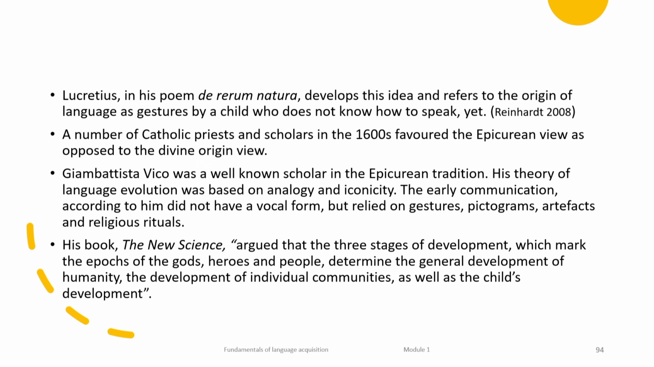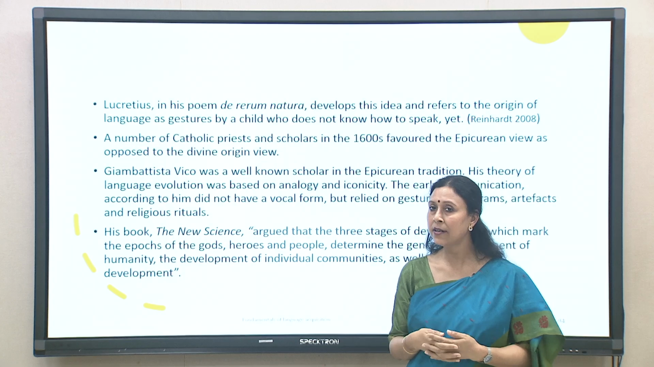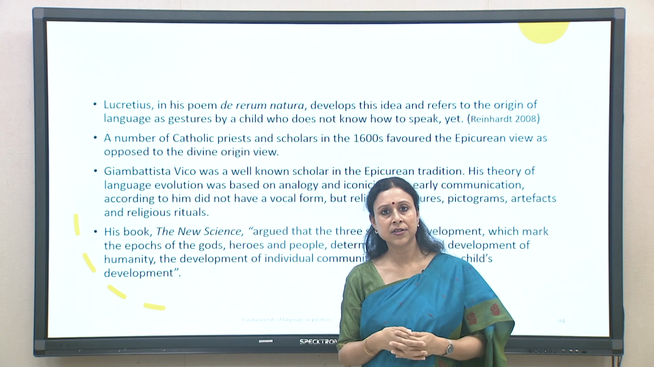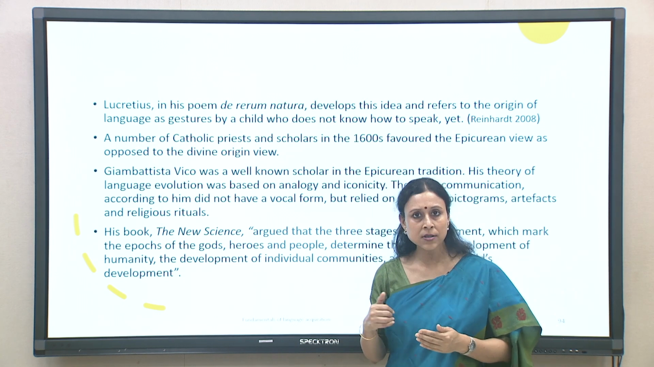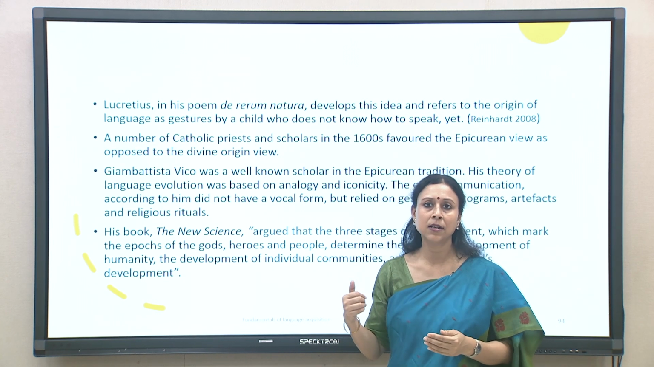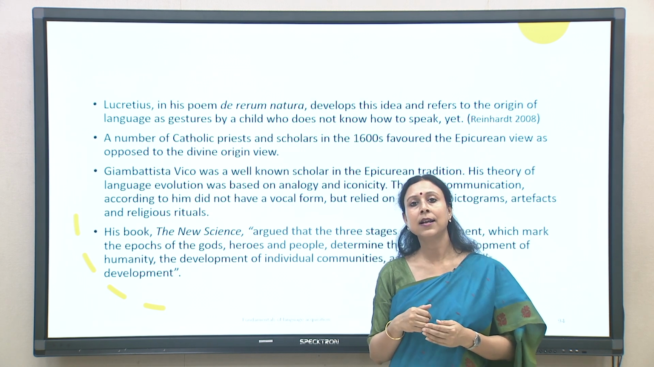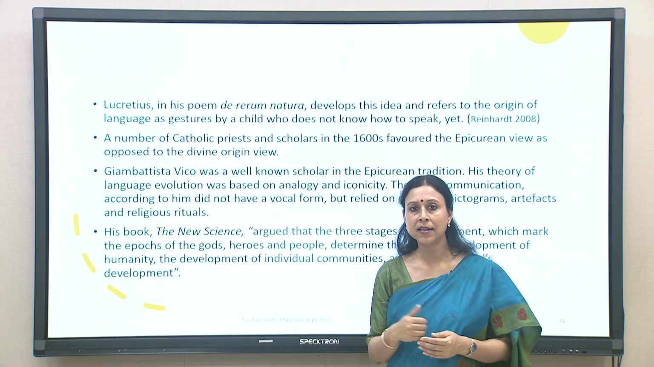So, out of gestures and various kinds of expressions, language evolved according to him. In his book The New Science, he argued that the three stages of development which mark the epochs of God, heroes and people determine the general development of humanity, the development of individual communities as well as child development. His take is rather interesting, where he talks about different epochs which you can take as epochs in the evolution of humans as well as in the evolution of child development.